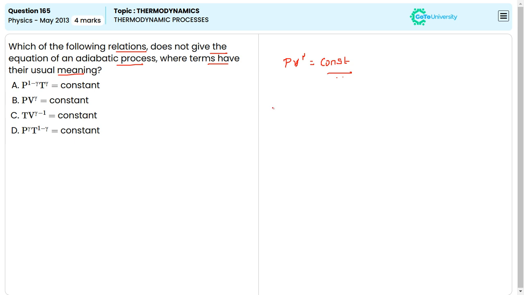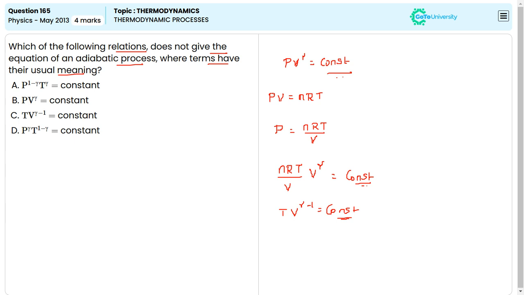Then according to the ideal gas equation, we know that PV is equal to nRT. Then we can write this as P is equal to nRT divided by V. Substituting the value of P in the above equation, we get nRT divided by V into V to the power of gamma is equal to constant. Then we can write this as T into V to the power of gamma minus 1 is equal to constant. So TV to the power of gamma minus 1, option C, is also not the correct option.